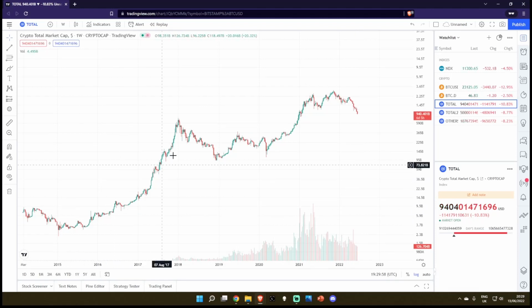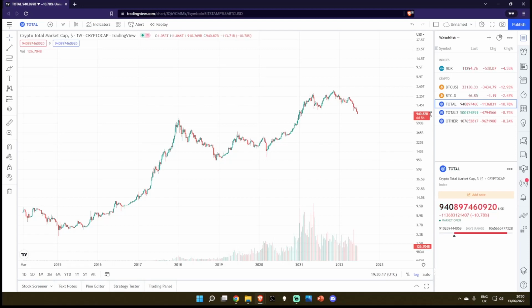Now, what you'll notice with this is we recently ran up and we were all the way up here at 3 trillion. This means if you add up the market cap of Bitcoin and all the altcoins at that period in time, that was the market cap. At this moment in time, we're coming down to just below 1 trillion, which means that the altcoins and Bitcoin together are sitting around about that range.